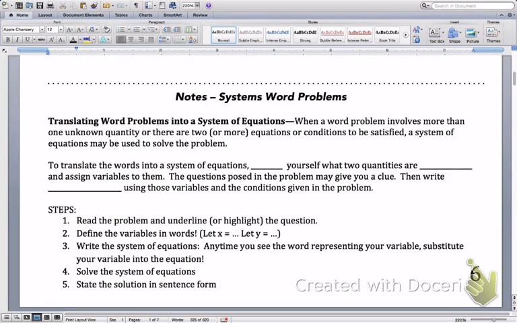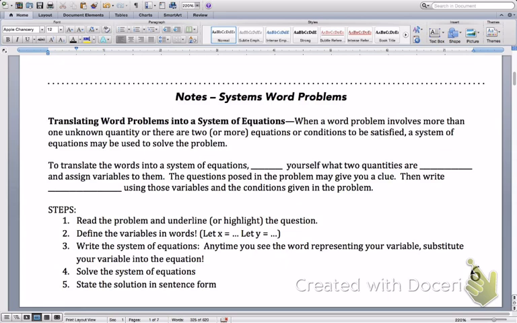So now that we know how to solve a system of equations either by graphing it or by using the elimination method, we are going to get into how to solve systems when they are in word problem form, so where we have to write the system ourselves. So the idea is we're going to translate word problems into a system of equations.